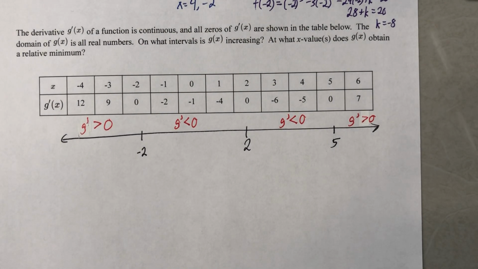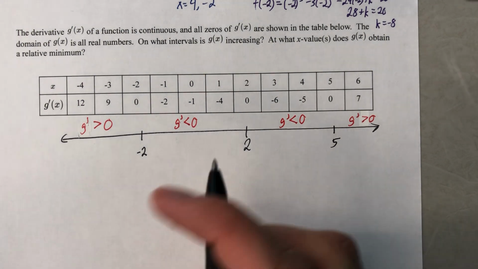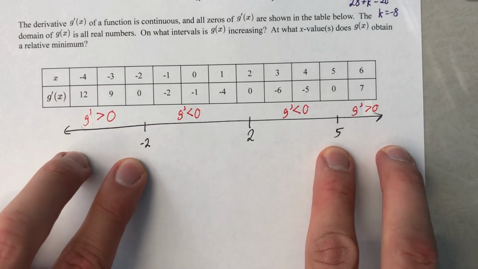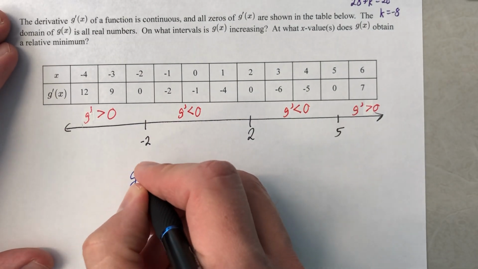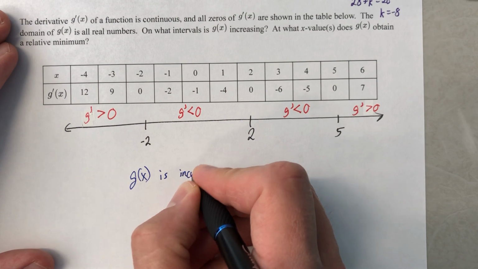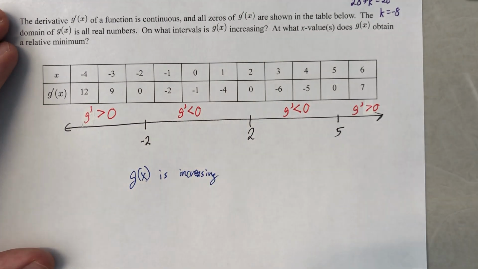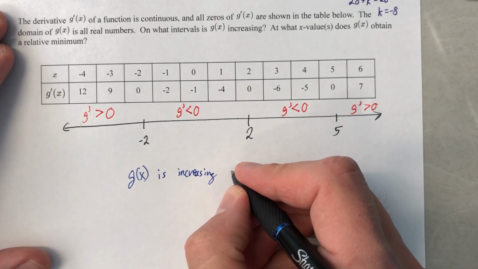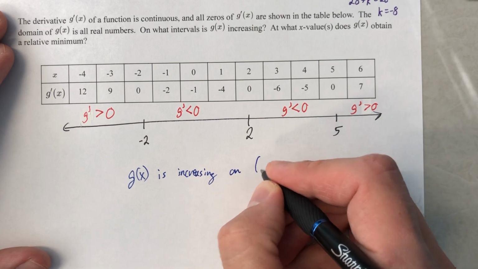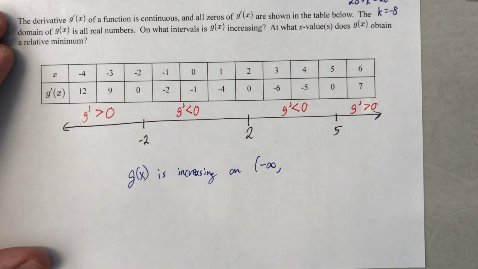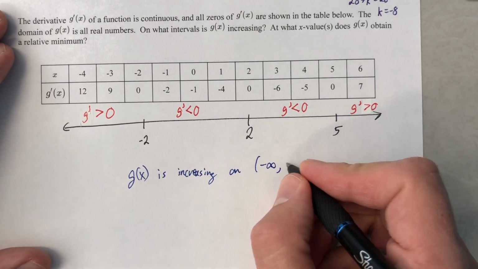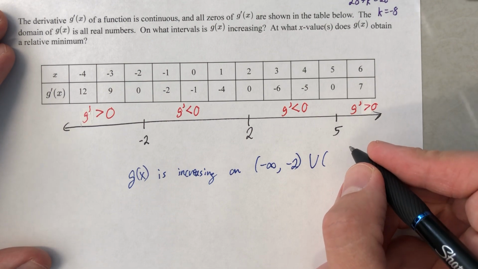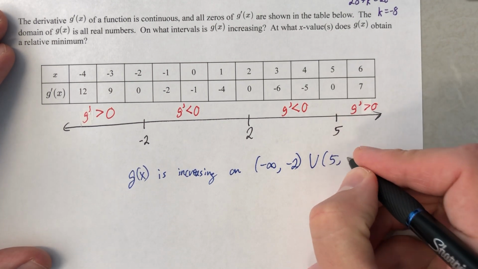So, let us proceed. I am looking for the intervals where the function is increasing. Let's go ahead and answer that. That's where the derivative is positive. So let's just write it. So g, not g prime, g is increasing. If this was a free response question, I would be really specific. I would say g is increasing on the interval from -infinity to -2, and also the interval from 5 to infinity.